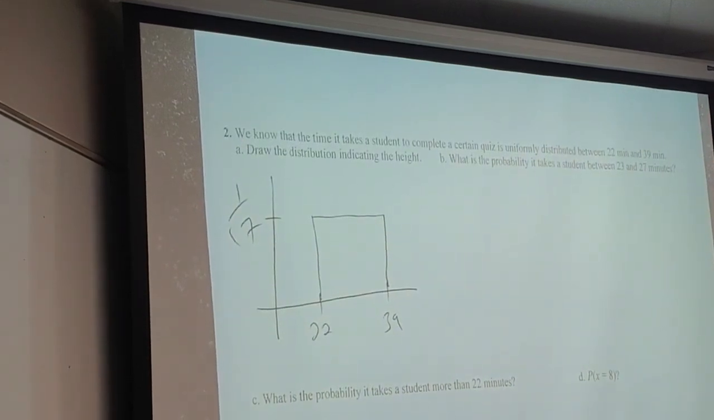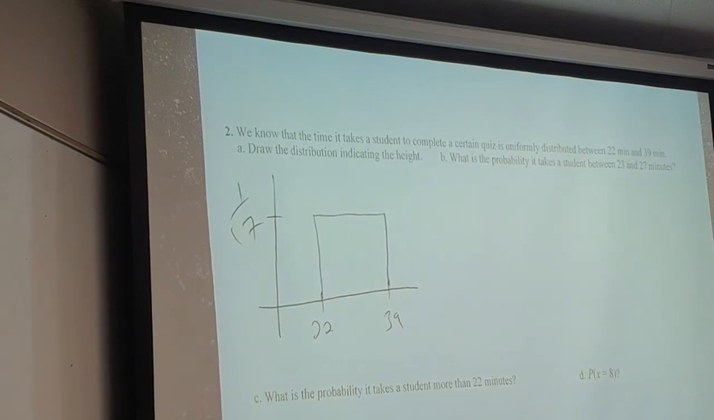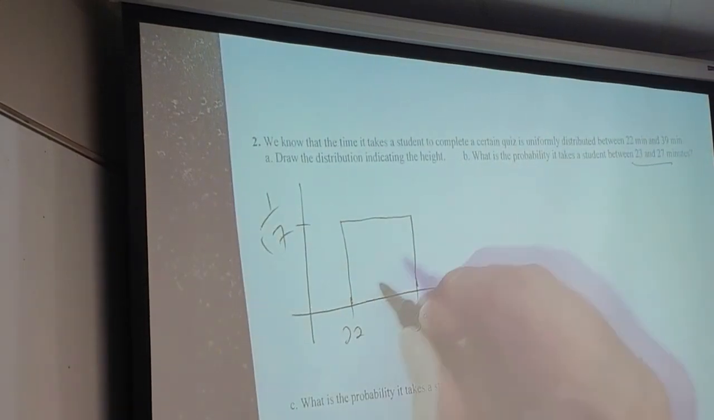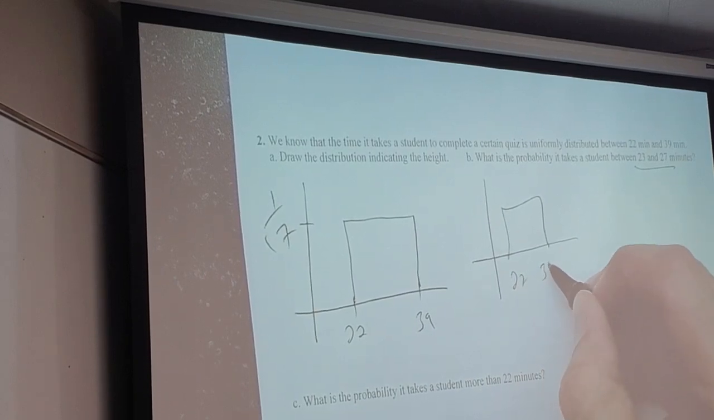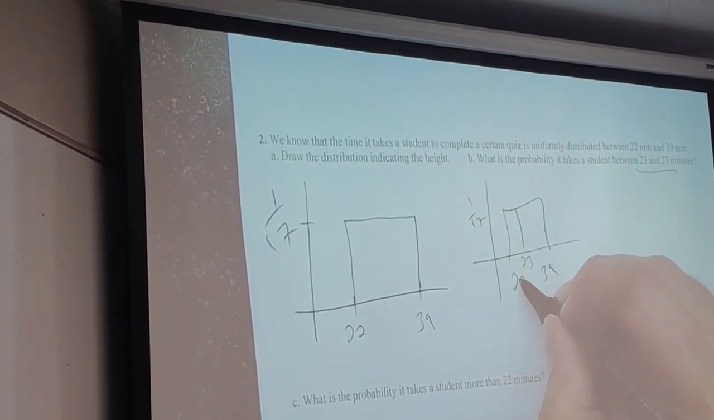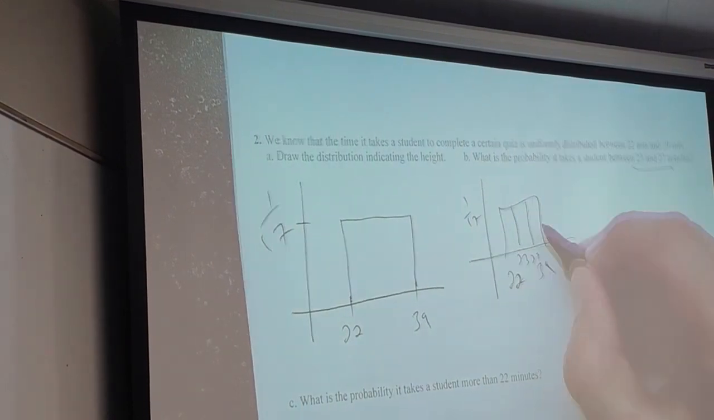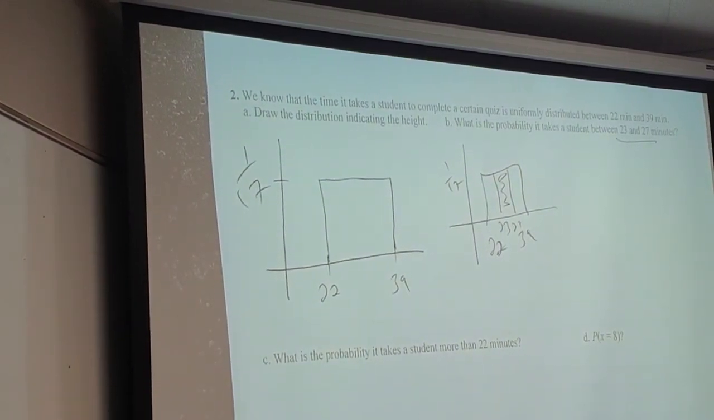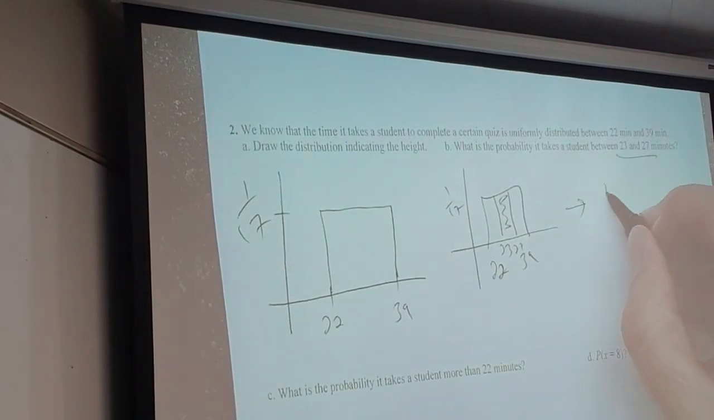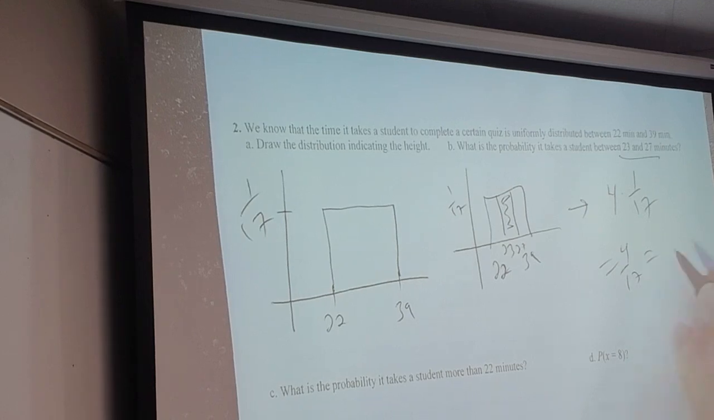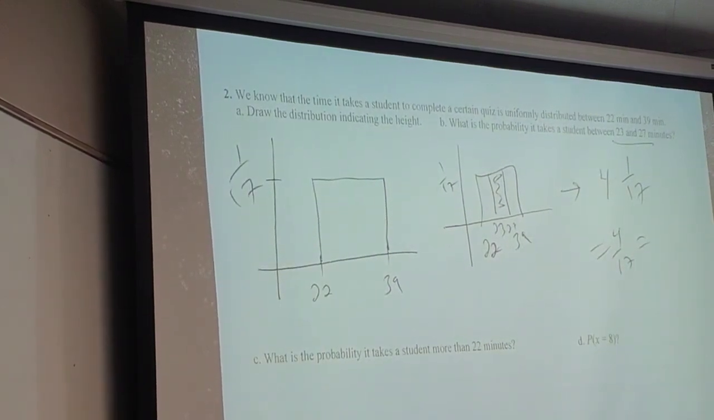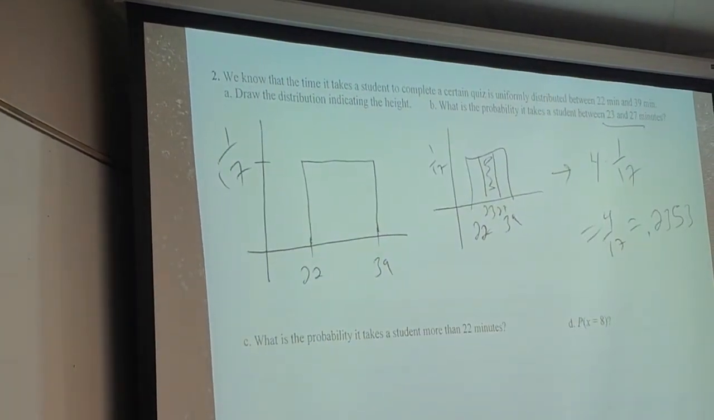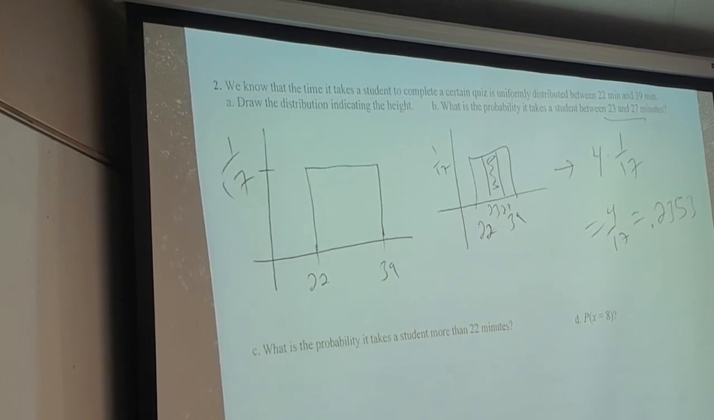All right, so far so good? Once you get that set up, then you can answer any question after that. So now I ask you between 23 and 27. It doesn't have to be to scale, obviously. So what's the area of that going to be? 4 times 1/17. 4/17, which is 0.2353. Remember, probability, 4 decimal places. Kick ass.